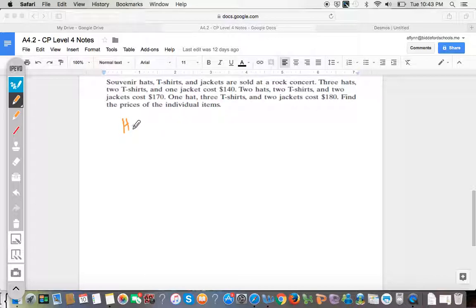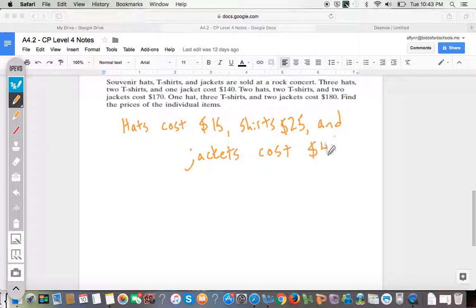So hats cost $15. Shirts were $25. And jackets cost $45. Okay, so some important things to remember: just organize your information. Don't tackle this problem at once. Okay, label your variables, create some equations, and then solve.